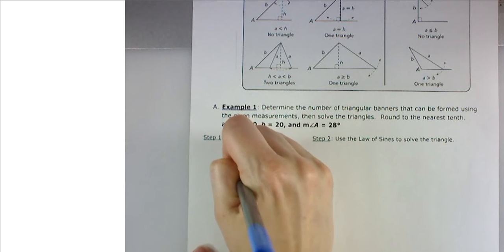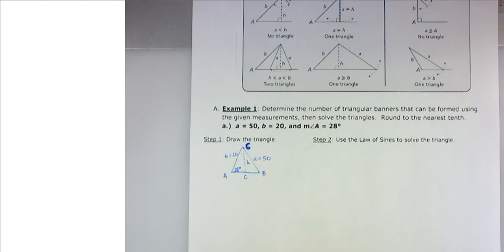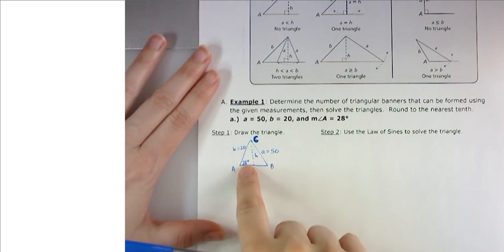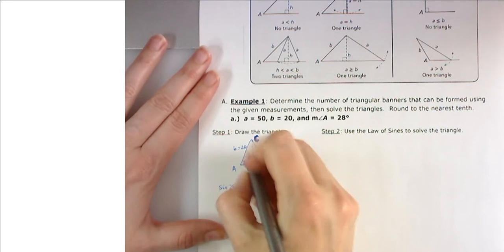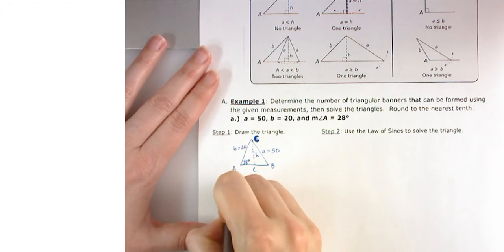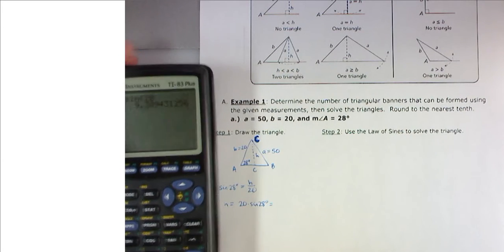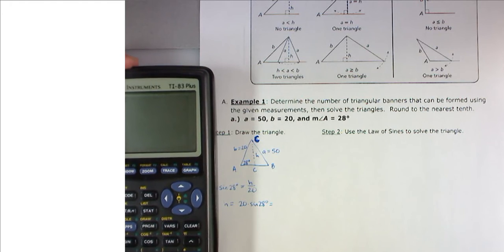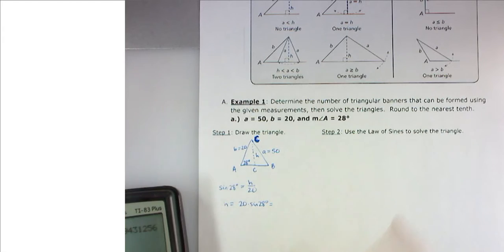Now, I also like to calculate the height sometimes so that I can use the chart. So if you are using the height, again, you're using SOHCAHTOA. So the sine of 28 degrees is equal to the opposite side over the hypotenuse. And then you could find h by just doing 20 times the sine of 28 degrees. This part isn't necessary to do for every single problem, but it does help you decide when there will be two triangles versus one triangle. So my height for this is 9.4 and my a is 50.